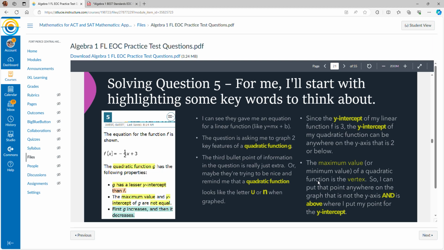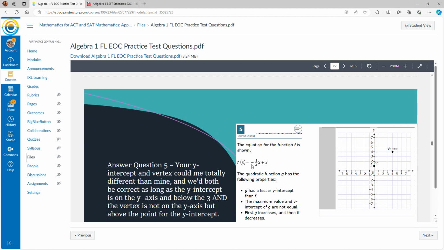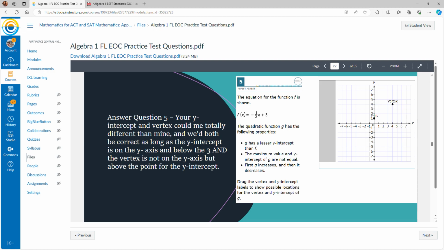So I can put that point anywhere on the graph that is not on the y-axis and is above my point for my y-intercept, and it'll be correct. So there's, I don't know, probably like 100 correct answers for this particular question. So for B, I just put my y-intercept here at the 1, but it could be anywhere below 3. It could be at the 2, 0, or any of these negative numbers. And your vertex just needs to be above the y-intercept.